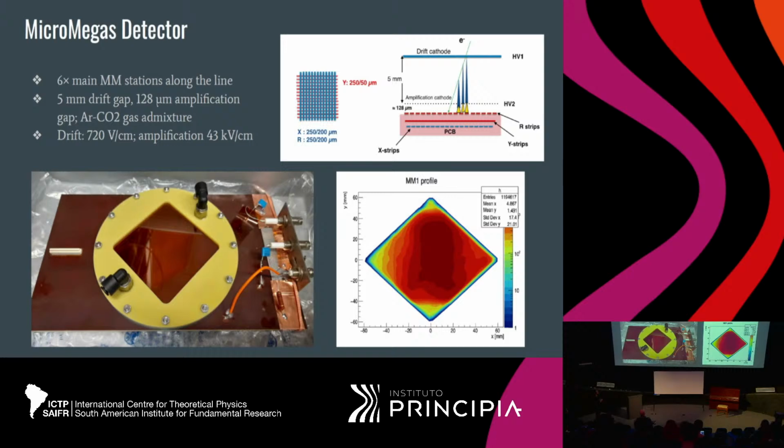This is a picture of the detector, and here the result after a long exposure to the beam. You can see the profile of a beam, for example, in this situation. But this is a very broad beam, and you see that the Micromegas reproduces the shape of it.